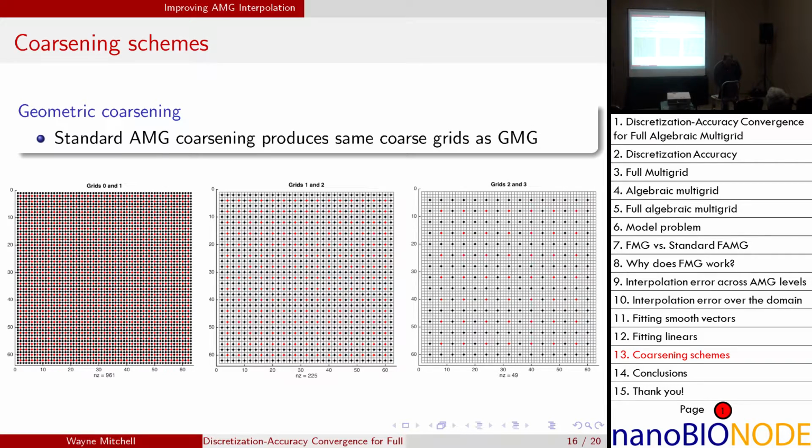So for my last few minutes here, I'm going to switch gears a bit and talk about coarsening schemes. So far I've been really focusing on what we can do to improve AMG interpolation to recover discretization accuracy, and I haven't talked about what these coarse grids actually look like. One reason for that is that for our nice model problem, standard AMG coarsening, the standard Ruge-Stüben coloring algorithm, produces the exact same coarse grids that you would get from geometric coarsening. So we removed that from our list of concerns and just focused on interpolation.